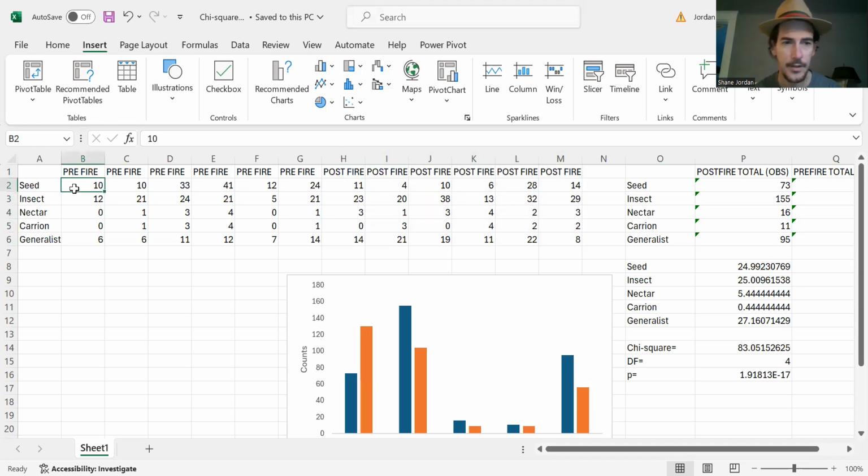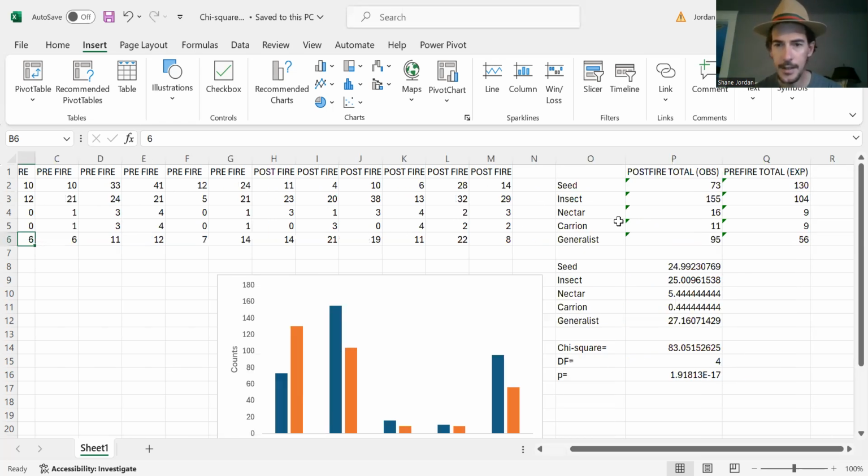And we have the counts of birds who either tend to prefer to feed on seeds or those that tend to prefer to feed on insects, those who tend to feed on nectar, these are hummingbirds, those who tend to feed on carrion, so things like vultures or hawks, or things that just tend to be generalists that will feed on anything. So we have these 5 different categories of bird feeding guilds and the counts of birds that were observed in the different transects before the wildfire and after the wildfire.